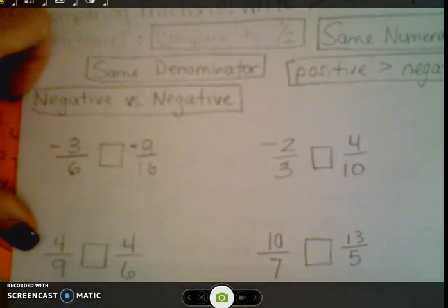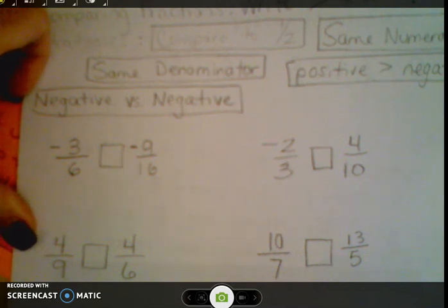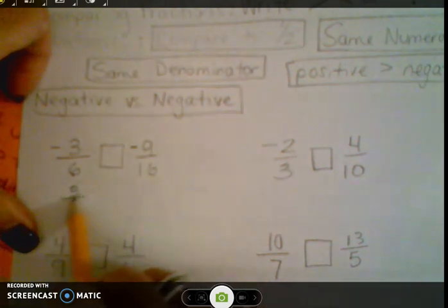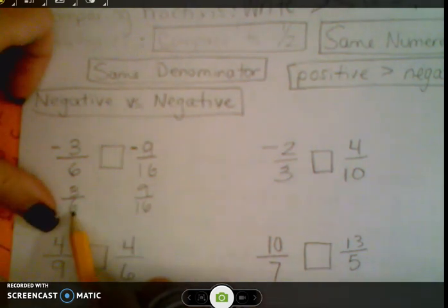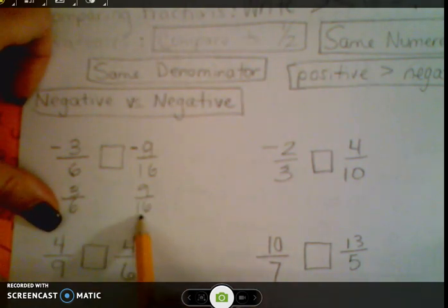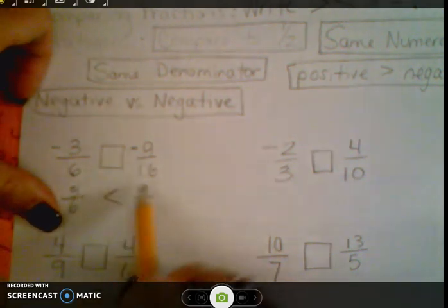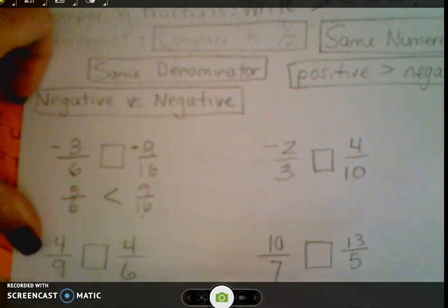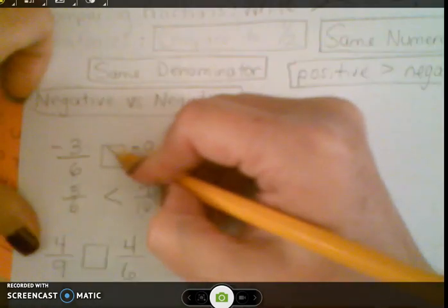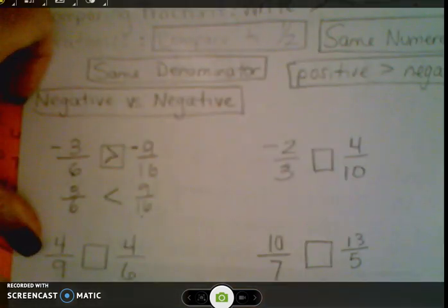So I always like to think about it as everything's opposite in negative land. We've talked about that in class before, that negative numbers are opposite positive numbers. So if I think about these numbers as positive fractions, I would think about them as 3/6 and 9/16. This fraction is half, this fraction is more than half. So on the positive side of the number line, 9/16 would be greater than 3/6. On the negative side of the number line, the opposite is true. Negative 3/6 is greater than negative 9/16.